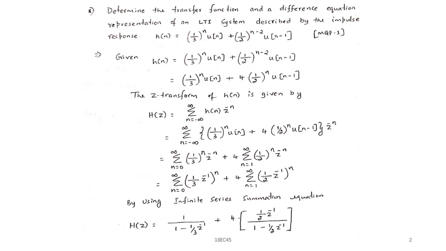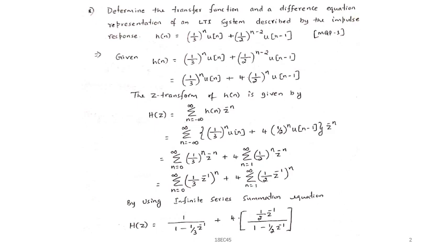Now the z transform of h of n is given by H of z equal to summation over n from minus infinity to plus infinity of h of n z to the power minus n. Now I'll substitute for h of n: (1/3)^n u of n plus 4 into (1/2)^n u of n minus 1, into z to the power minus n.